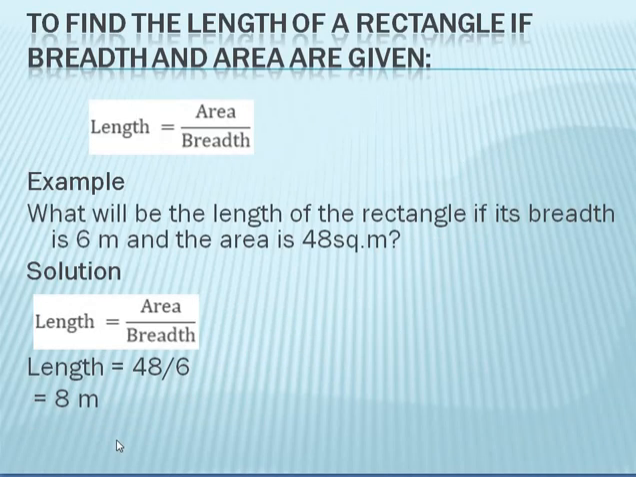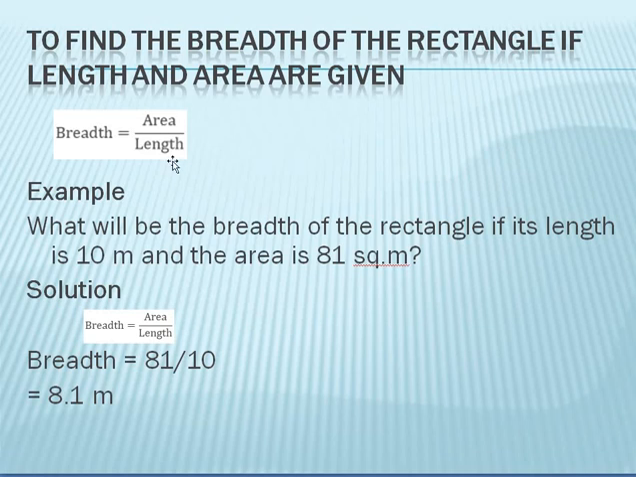Suppose you want to find the length of a rectangle: area divided by breadth. Suppose the area is 48 and the breadth is 6. So divide 48 by 6, 8 meters. Similarly, if you want the breadth, area divided by length. Next problem: you want the breadth, area by length. Area 81 and length is 10. Divide. So 8.1 meters is the breadth.